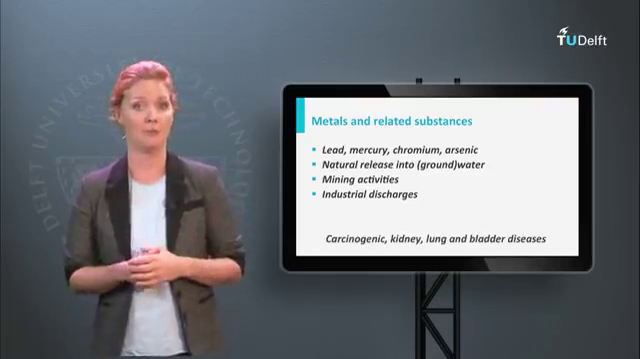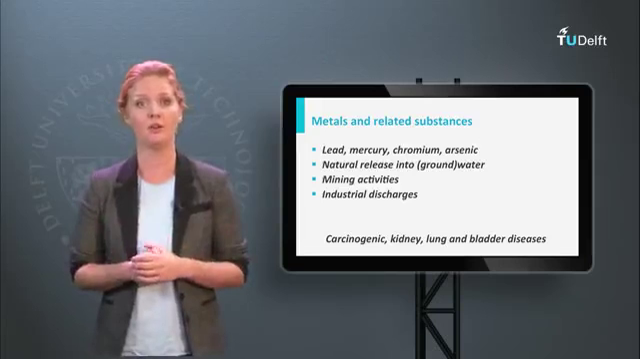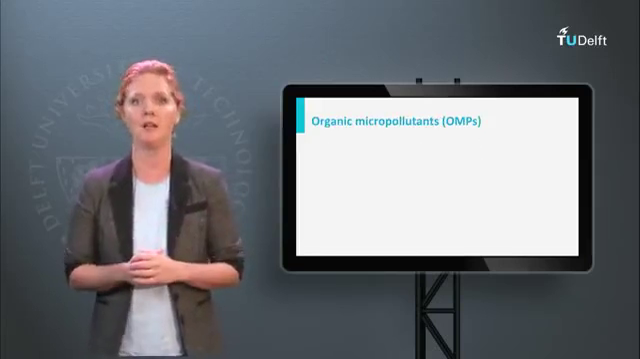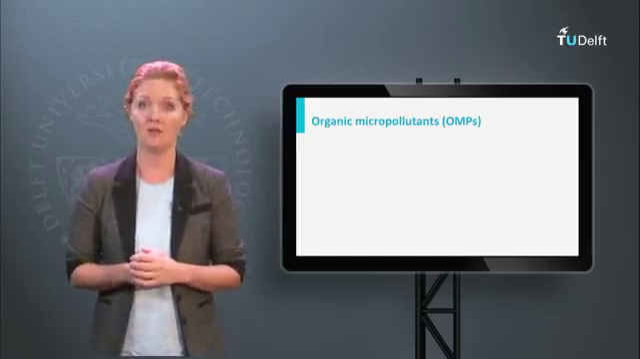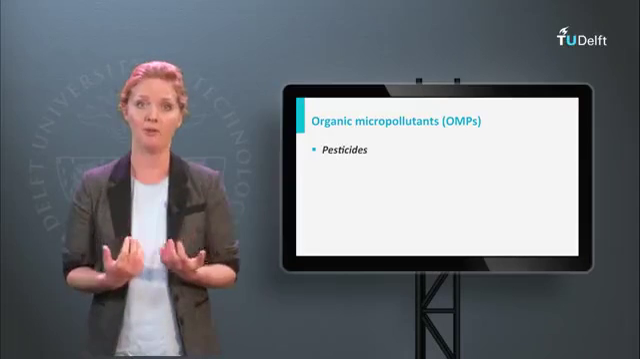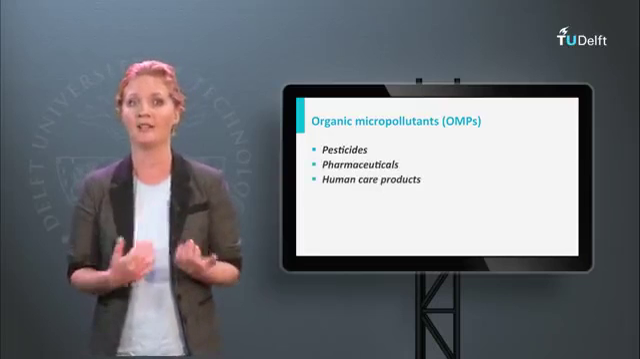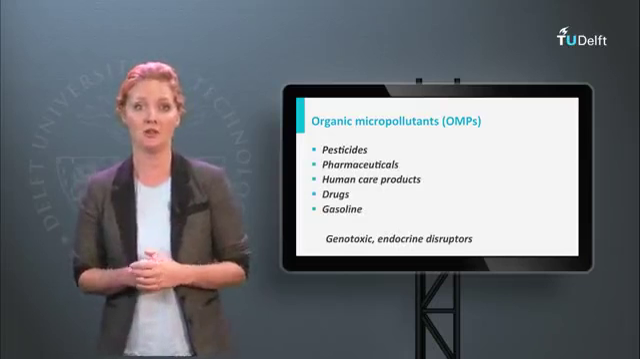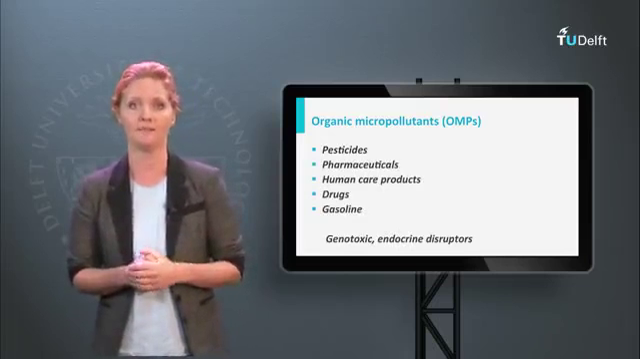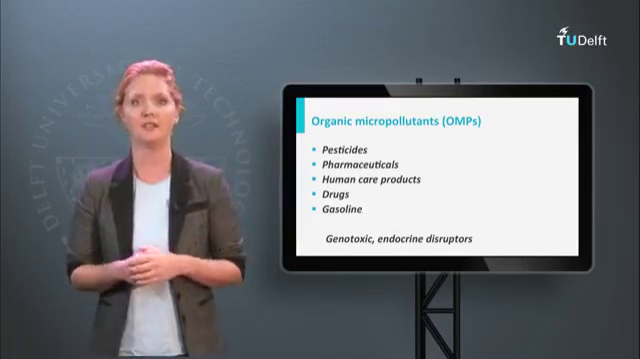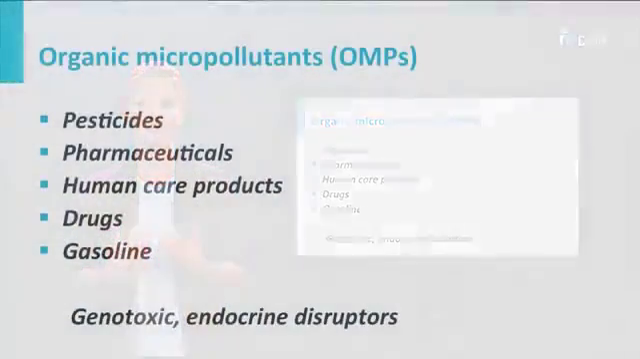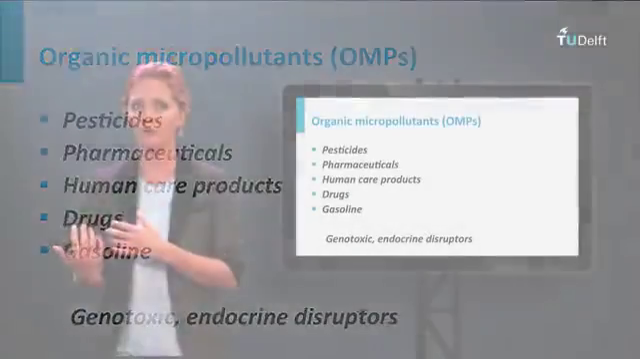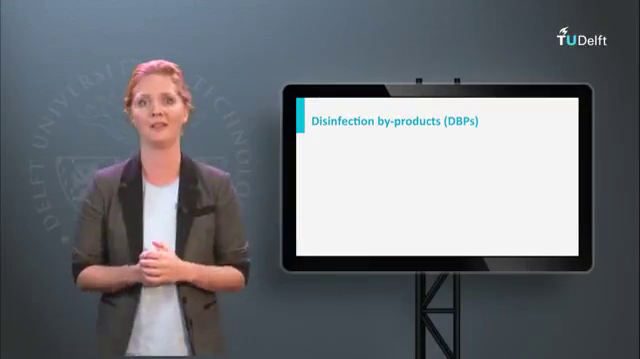Another group of chemical compounds that may be present in source water are organic micropollutants, shortly called OMPs. This group includes contaminants such as pesticides, pharmaceuticals, personal care products, drugs, and gasoline. Depending on the dose, these compounds may be genotoxic and endocrine disrupting. A particular concern is the potential mixture of many different of these organic micropollutants, such as a cocktail of substances, as it's difficult to detect and to remove.